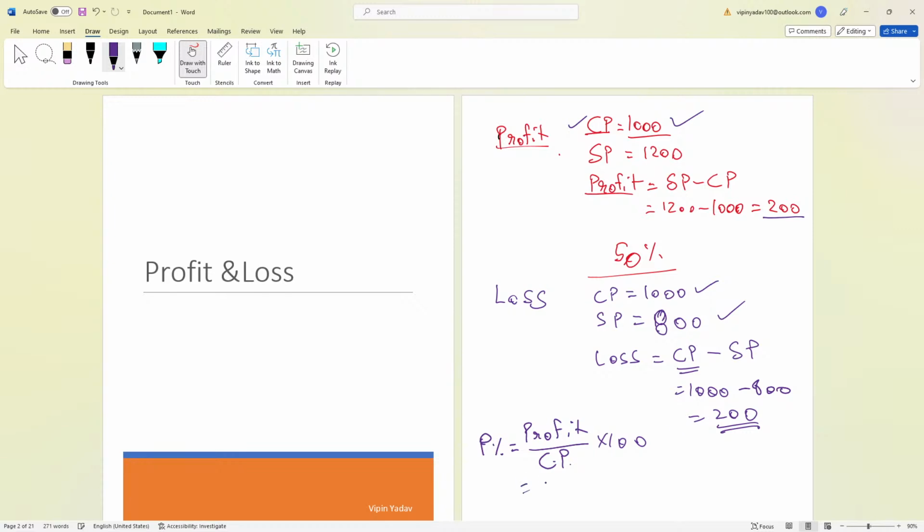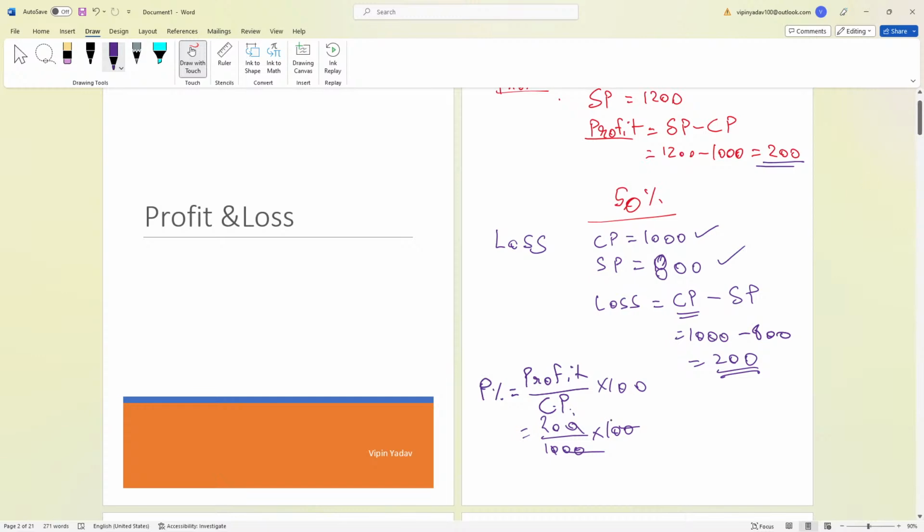So now, what are we getting the profit over here? 200 divided by cost price. What was the cost price earlier? 1000. Let us calculate over here. 0 cancel. 20% is the profit to the shopkeeper over here. So 20% profit he has got.